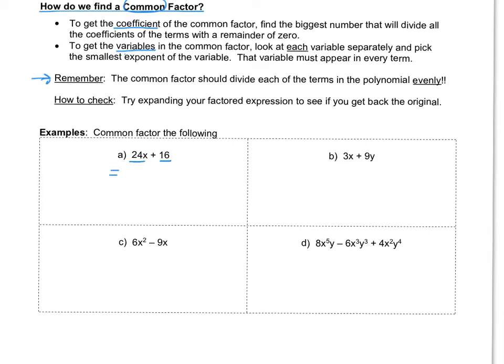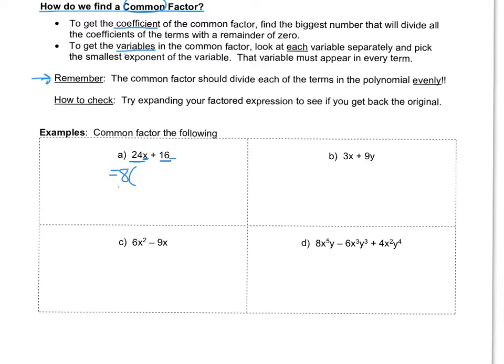This is where it's good to have strong multiplication facts. There are apps to practice multiplication tables, your multiplication facts. If you're not good at it, I really strongly recommend that you spend a little time looking at that. The biggest number that can divide 24 and 16 is 8. And I have x in the first term, but it's not common to both terms. So 8 is the only thing that would be common. That's our common factor, our greatest common factor.